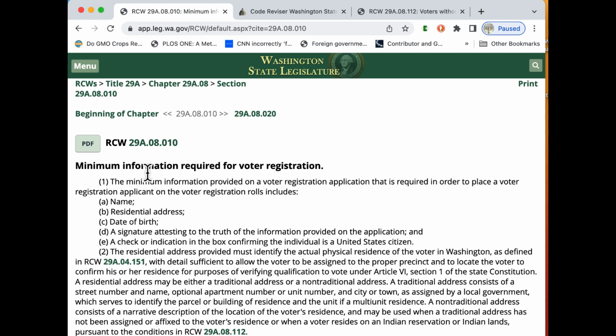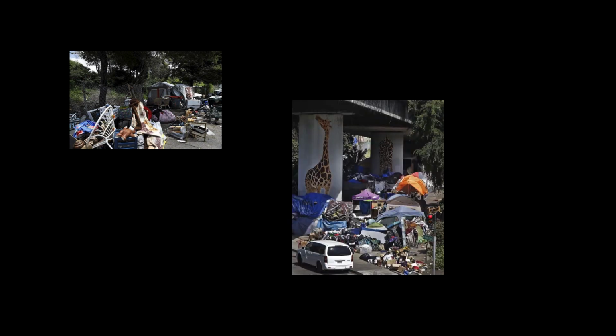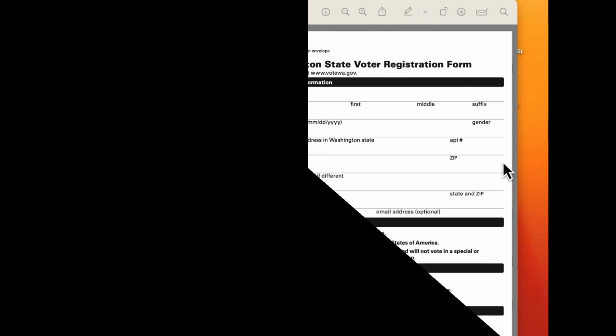29A.08.010, state that the minimum information required for a voter registration is a name, residential address, date of birth, a signature attesting to the truth of the information provided on the application, a confirmation that the individual is a United States citizen, and a residential address that identifies the actual physical residence of the voter in Washington, with detail sufficient to allow the voter to be assigned to the proper precinct, and to locate the voter to confirm his or her address for the purposes of verifying qualification to vote under Article 6, Section 1 of the state constitution.